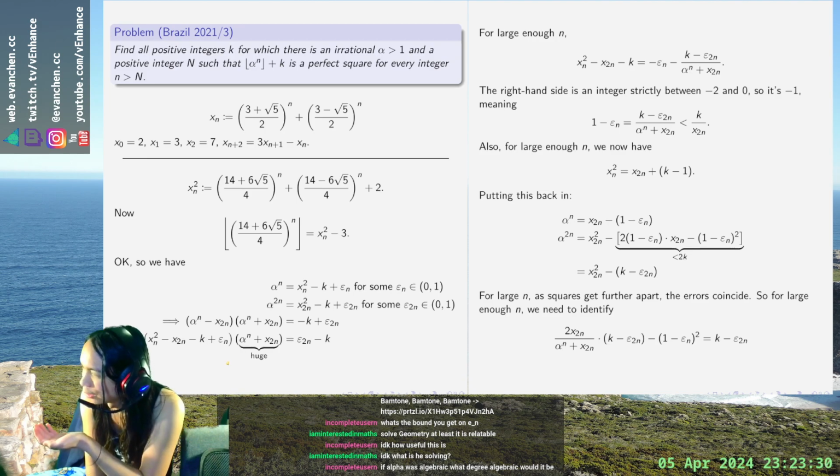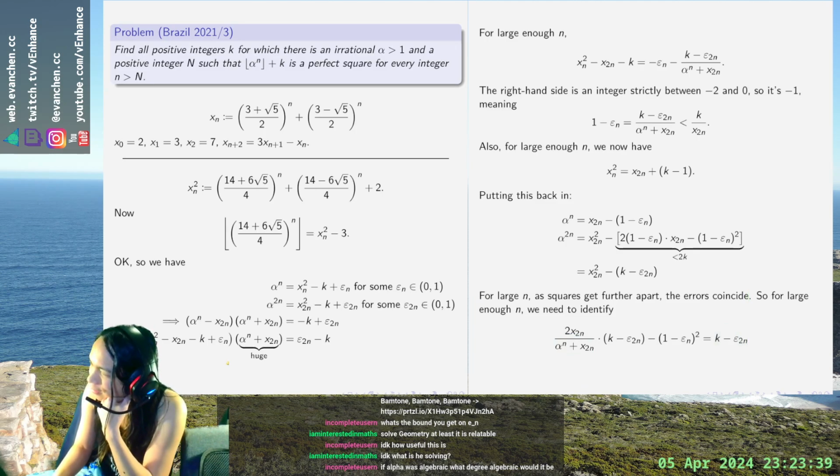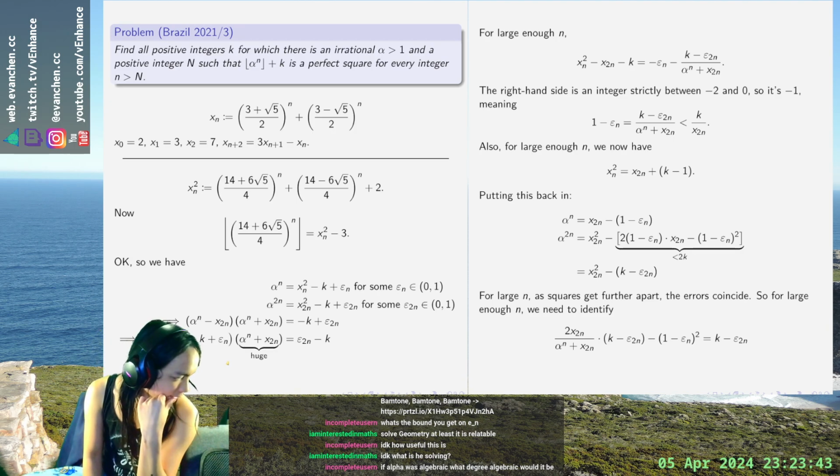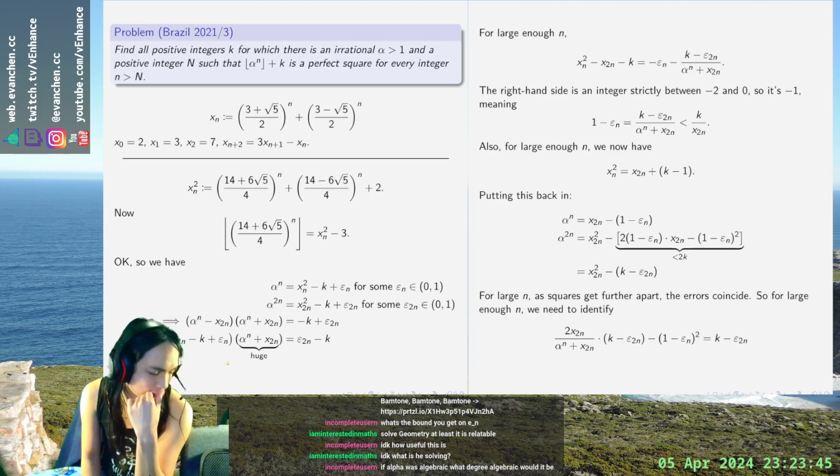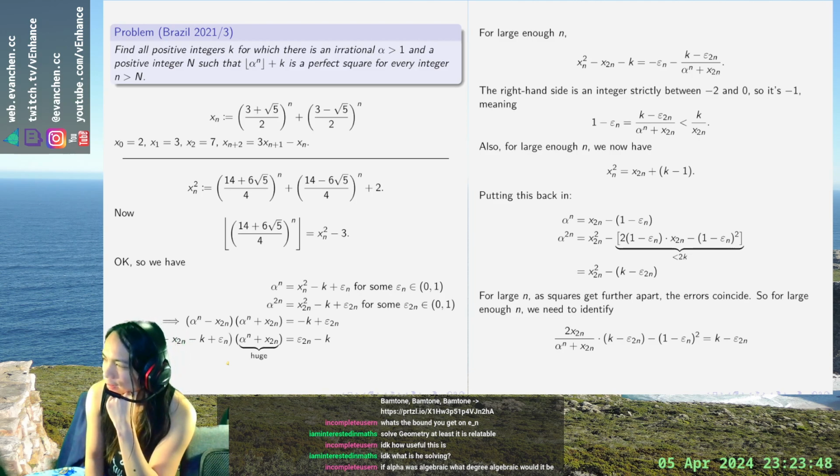Oh, this doesn't tell me anything new. Because this is close to 1, and this is also close to 1. Really? This doesn't tell me anything? I finally got the error terms to line up. Lame.